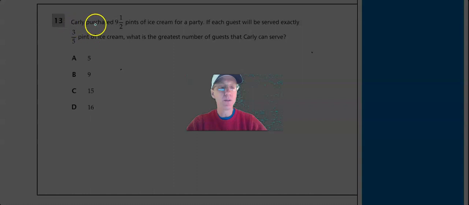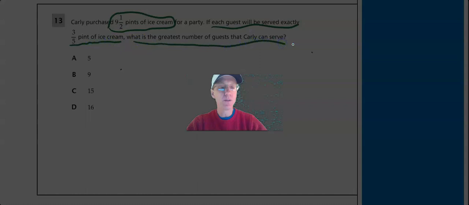All right, it says Carly purchased 9 1/2 pints of ice cream for a party. So she's got a bunch of ice cream, and then each guest is going to be served exactly 3/5 pint of ice cream. So basically, which is the greatest number of guests? So she's got all this ice cream again, just like the paint problem. Okay, here she's got 9 1/2 pints. And each guest gets 3/5 of a pint. So 3/5. This is a guest.